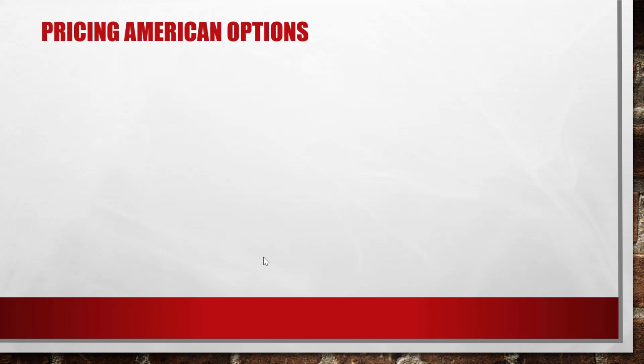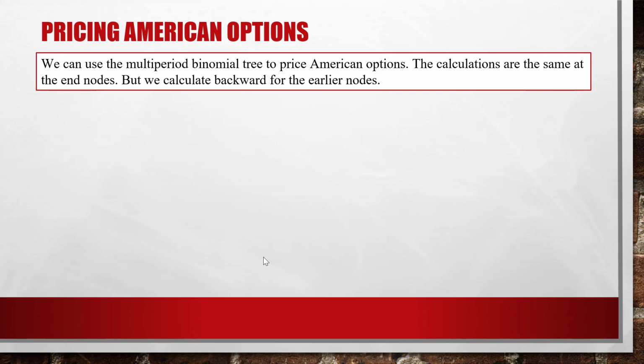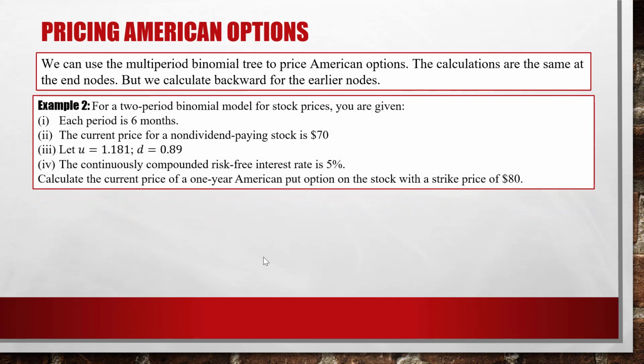Alright, now we consider how to price American option. For American option, we also can use multi-period binomial tree, but the calculation is somewhat different at the middle nodes. Of course, it should be the same for the end nodes. So in order to understand American option better, let's consider this example.